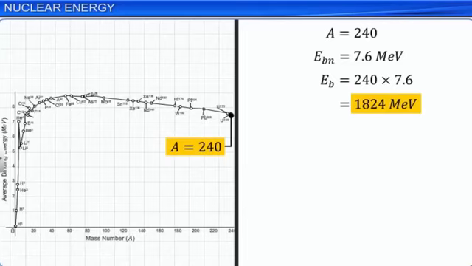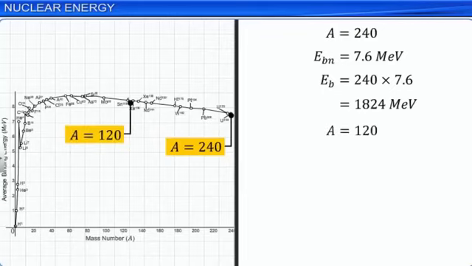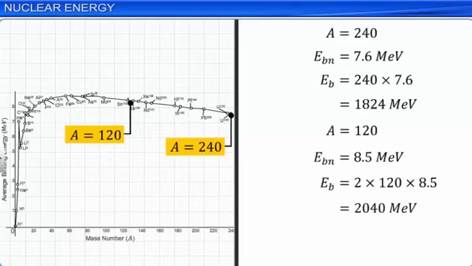Let us now assume that this nucleus undergoes nuclear fission and forms into two fragments with atomic mass number A equal to 120 each. From the graph, we find that for nuclei with A equal to 120, average binding energy is about 8.5 MeV. So, the total binding energy for the product nuclides is equal to 2 into 120 into 8.5, that is 2040 MeV for the two products put together.